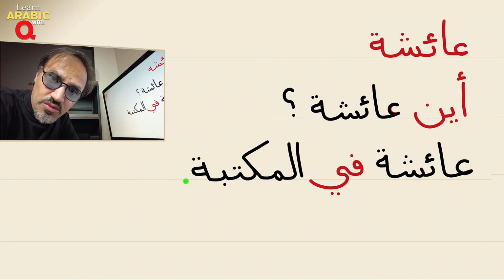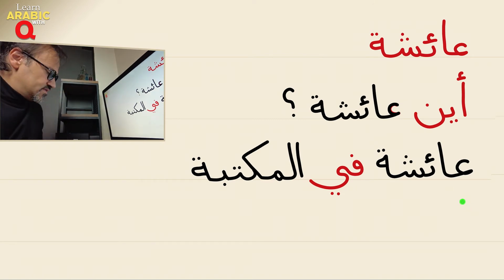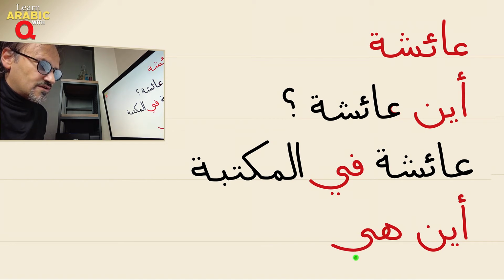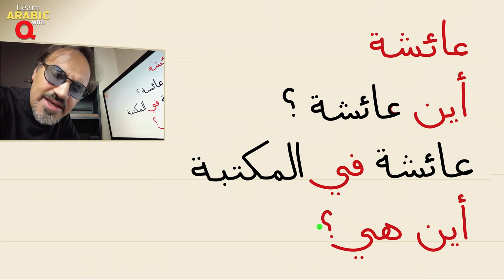Now let's ask about where she is without using her name. So I'm going to use a pronoun. أين هي? Okay, so here we have أين. Sorry, that's a bit crooked. أين هي. Well, هي is for the feminine. It's her. أين هي? Where is she? أين هي?